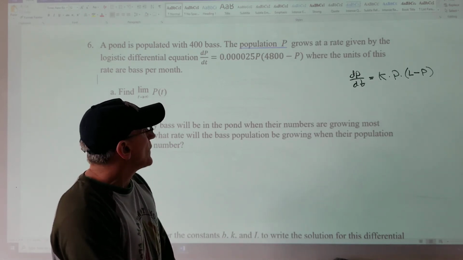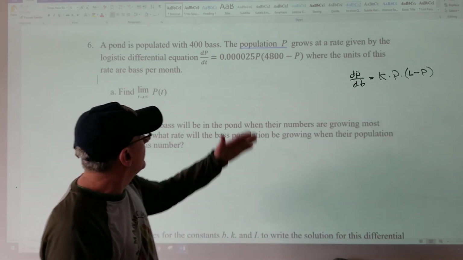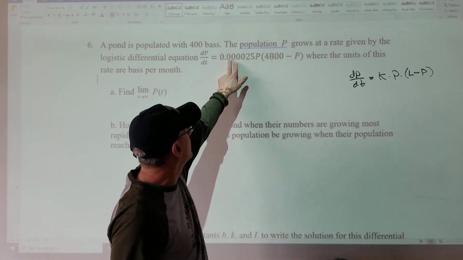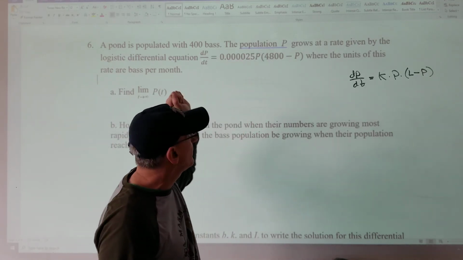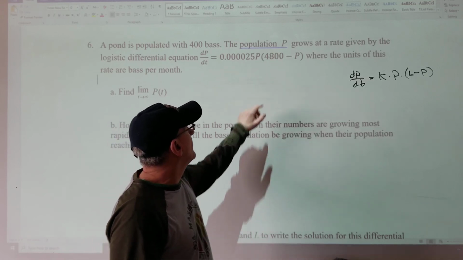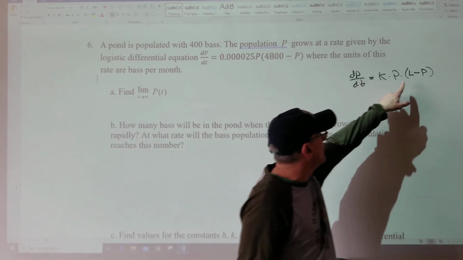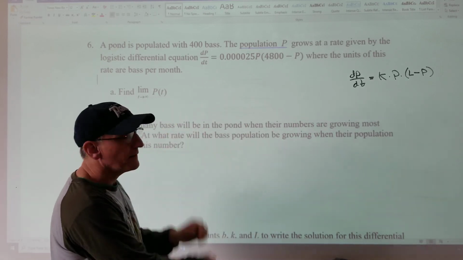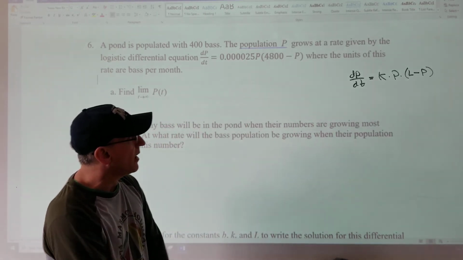So you can tell that in this example, the K value is 0.000025 or 25 millionths. The L that we see here is 4,800. They've done a nice job of writing this equation to look like the model.